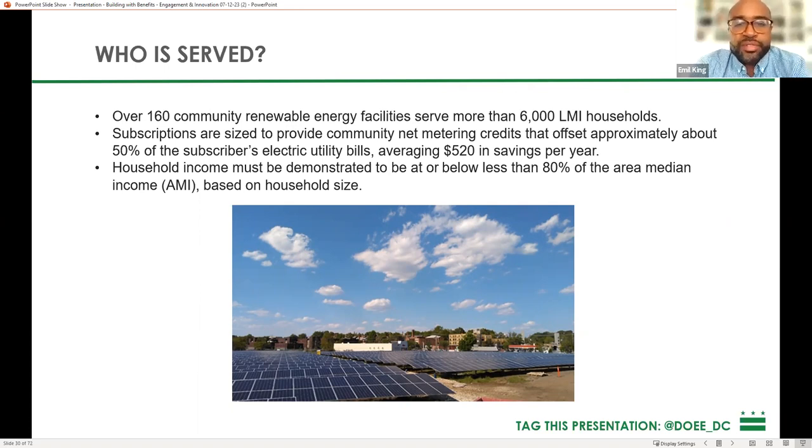The subscriptions are sized to provide net metering credits that offset about 50% of the annual electric utility bills. And so we're currently at about $520 in savings per year. And we're always trying to adjust that to make it more closely aligned with actual energy consumption and cost expenditures. Household income must be demonstrated to be at or below 80% of the area median income, and that's based on household size. For example, for a household of one, it's about $80,000 for our region. So a little bit higher than some other places, but these are, you know, mandated requirements for us. Next, please.